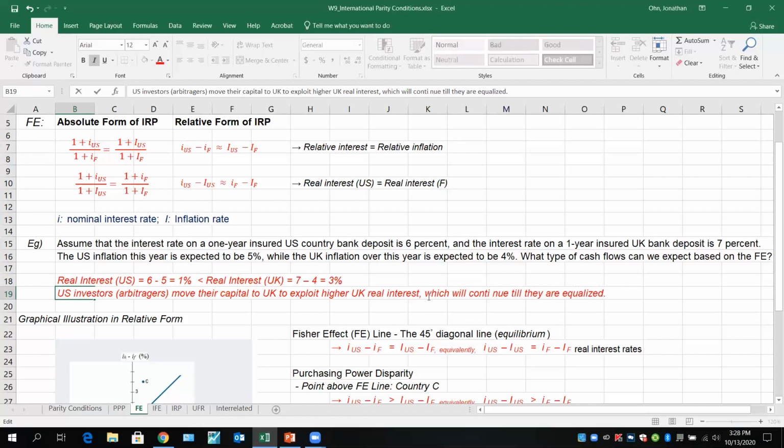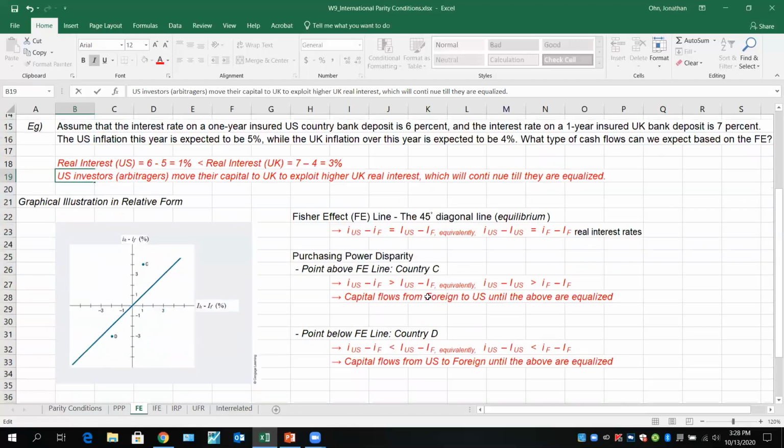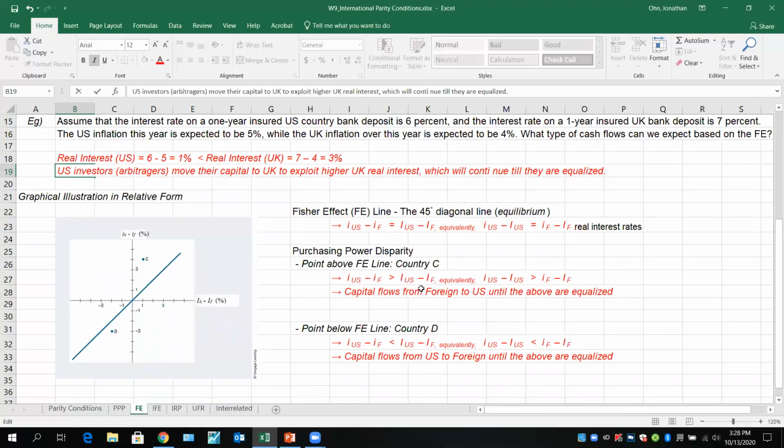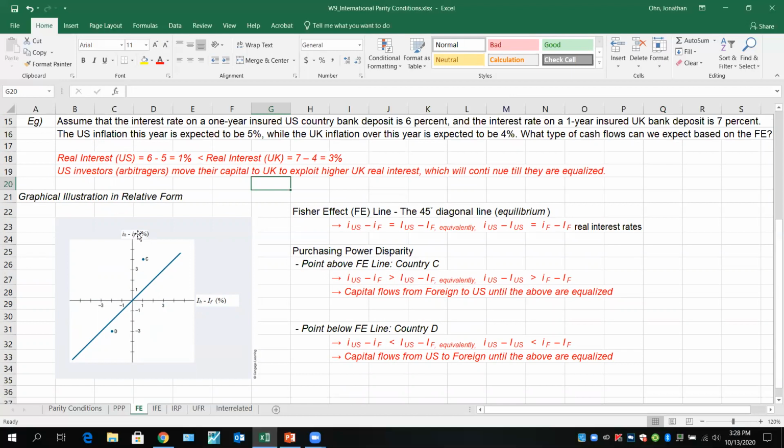Continue till they are equalized. That's the one. Right? So if you show this Fisher effect graphically, let's put the relative interest on the y-axis, relative inflation on the x-axis, and a 45-degree line where these two are equal. That's the Fisher effect line, FE line.